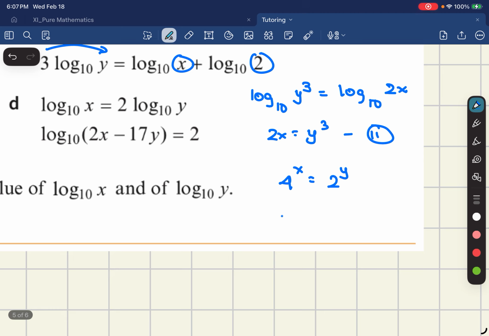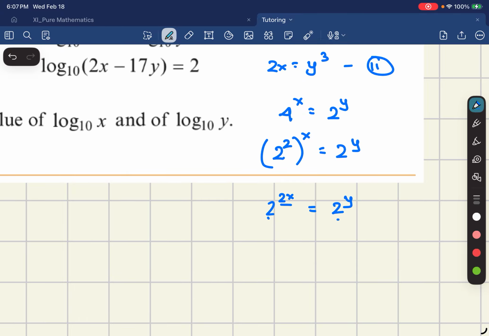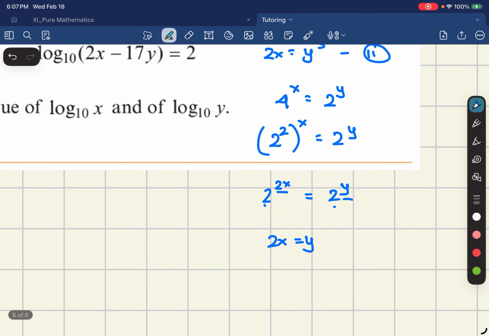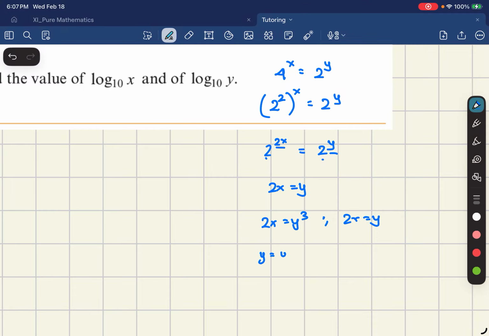I know that 4 is just 2 squared, so 2 squared to the power x is equal to 2 to the power y. Therefore, we have 2 to the power 2x is equal to 2 to the power y. Because the bases are the same, we can compare the exponents. So 2x has to be equal to y. We know that 2x is equal to y cubed and 2x is equal to y. So we can say that y is equal to y cubed. I'm just substituting y here.